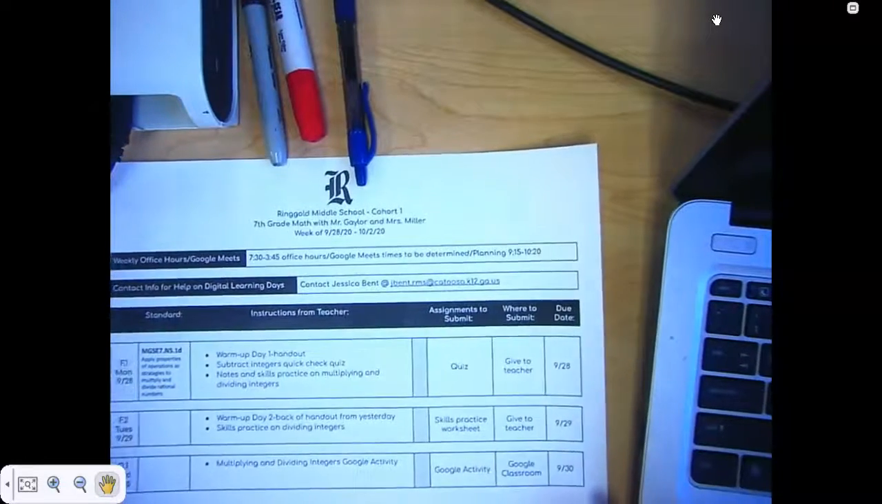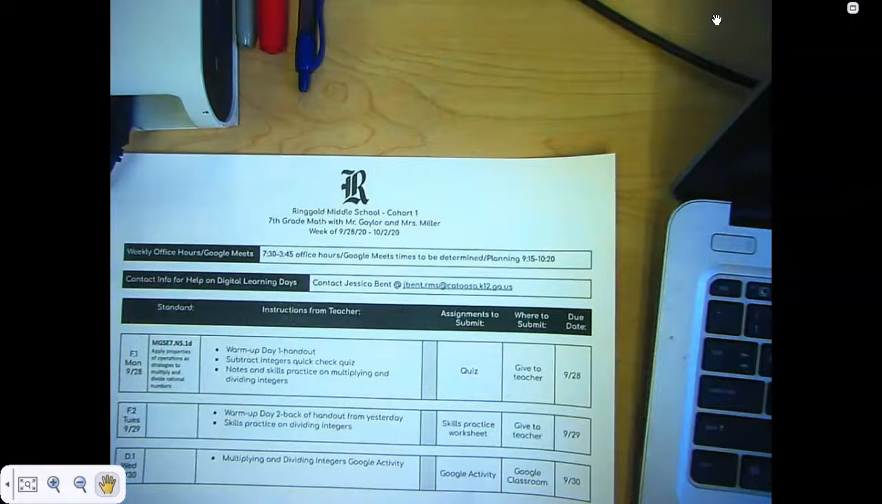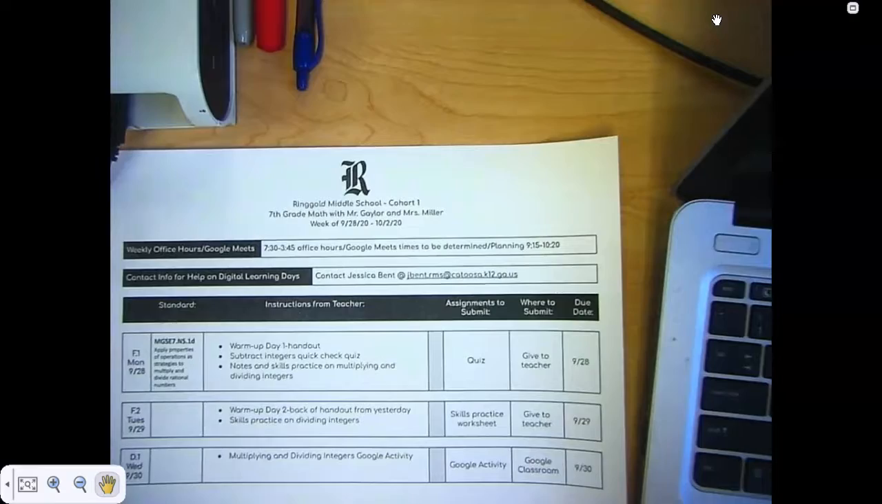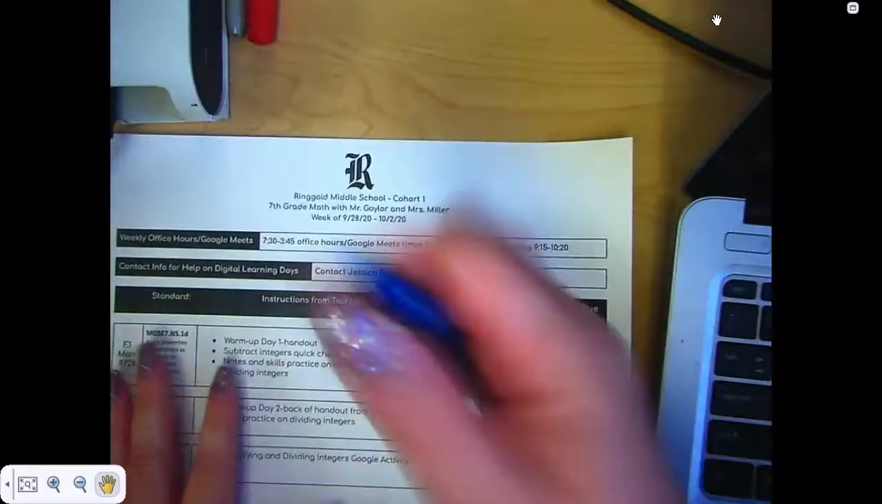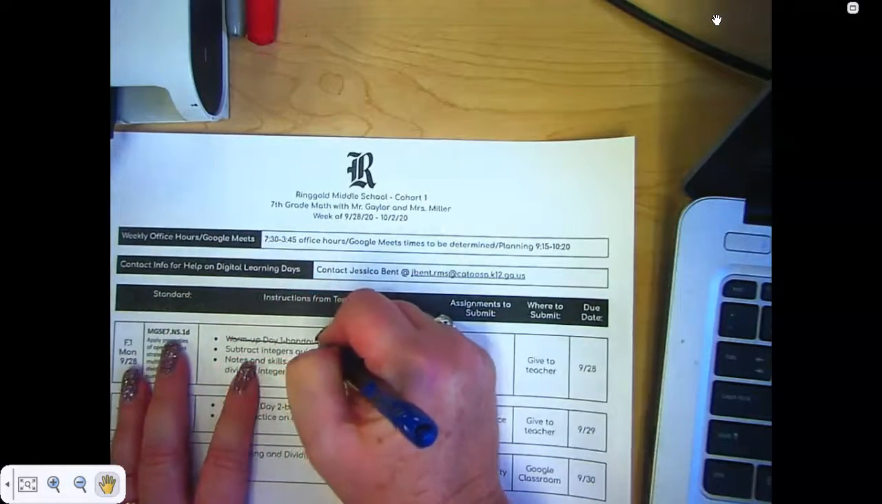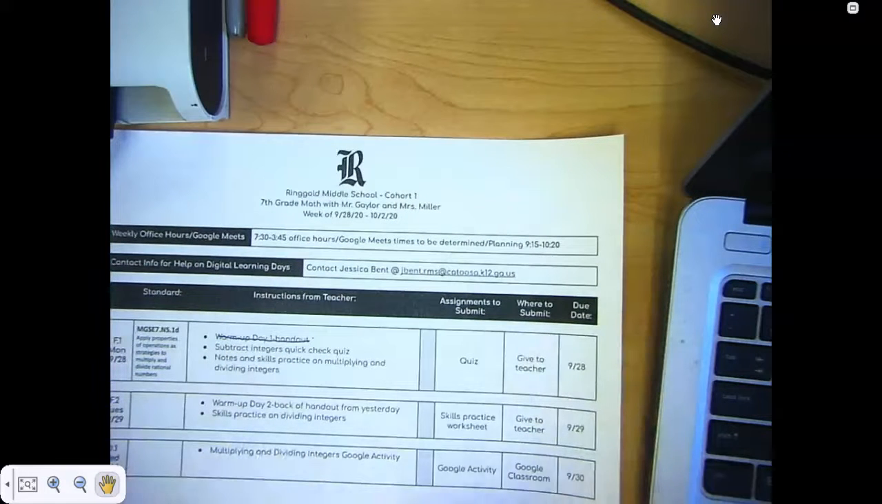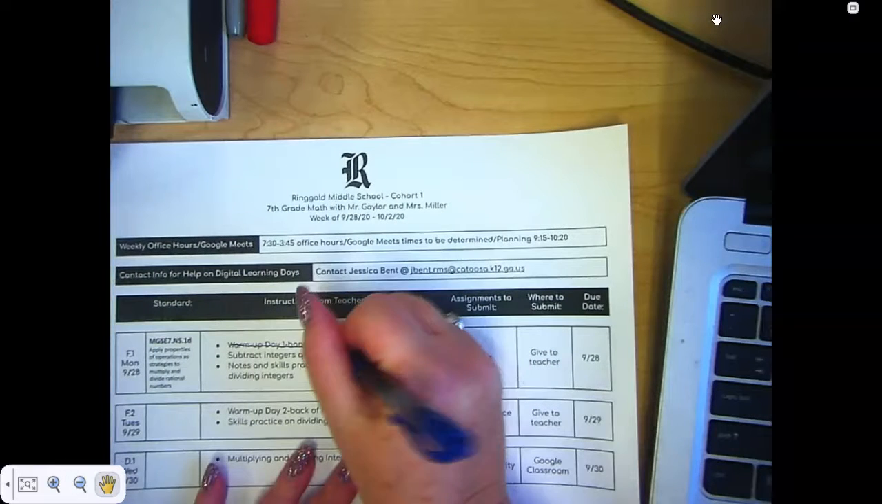All right, let's look at our agenda for this week. I changed the warm-up, so we just did a quick check today. So you can cross out day 1 and just change it to quick check.